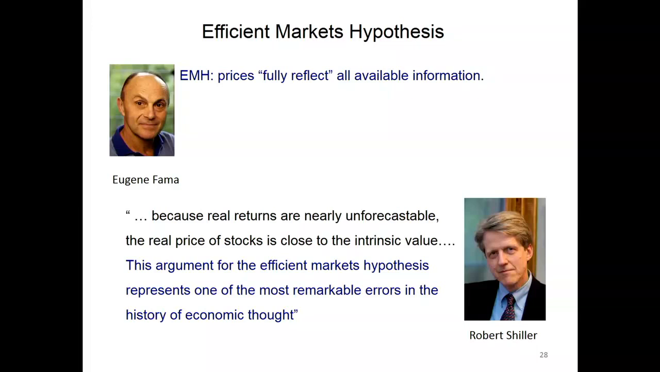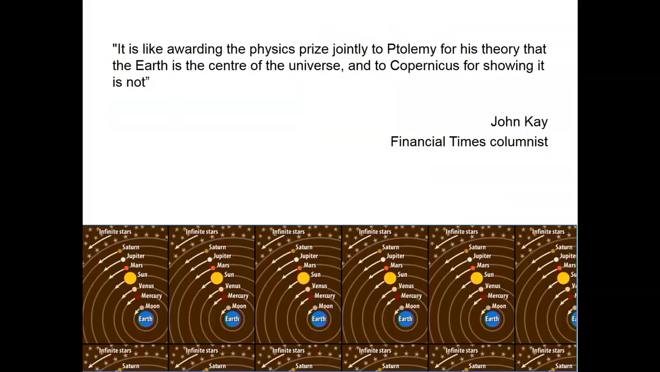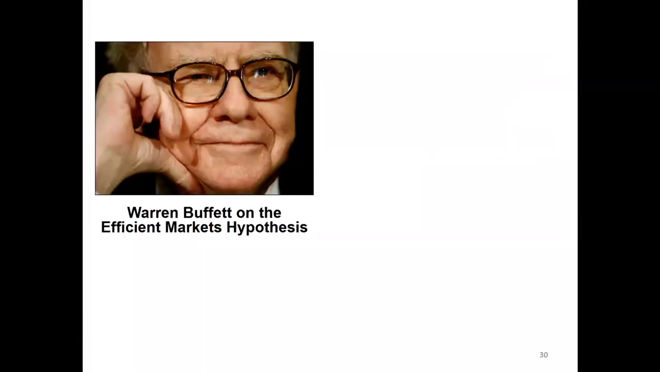These are people who got the Nobel Prize the same day from the same committee. Someone pointed out wittily, it's like awarding the physics prize jointly to Ptolemy for his theory that the Earth is the center of the universe, and to Copernicus for showing that it is not. That's how dramatic the difference is there. The Economics Nobel Prize Committee often does this kind of thing, more often than you'd realize.